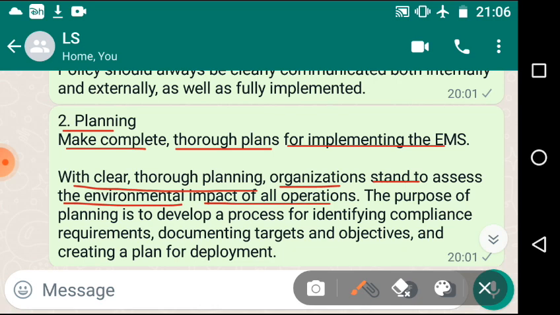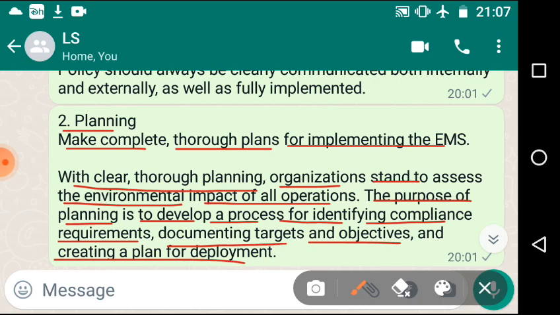Second is planning: making a complete plan for implementing the EMS. To implement the EMS in that particular company or organization, we have to make complete plans. With clear planning, organizations stand to assess the environmental impact of all operations.